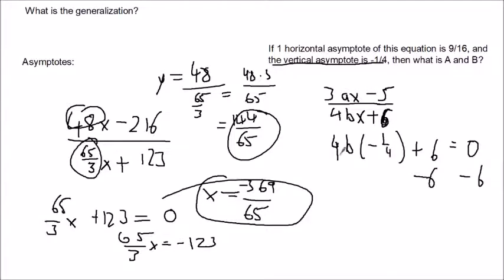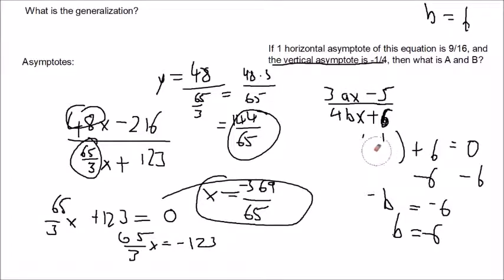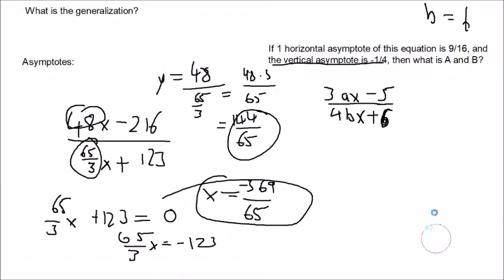What's negative 1/4 times 4? Negative 1/4 times 4 is negative 1. So negative b is equal to negative 6. So b is equal to 6. So we got b, right? b equals 6.